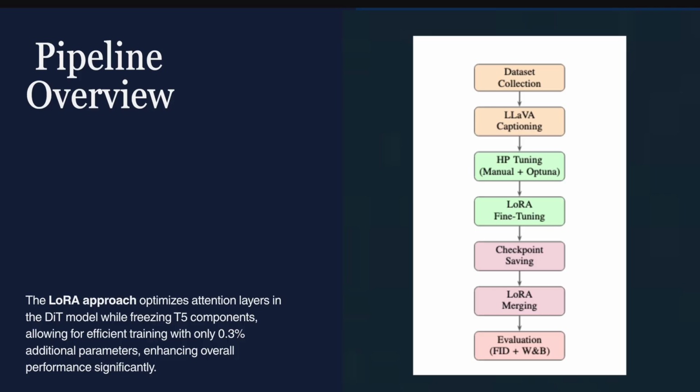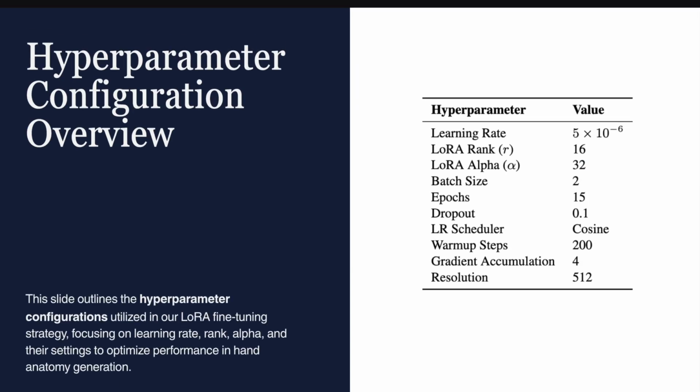For hyperparameters, we used Optuna initially to explore ranges, but found that it sometimes suggested unstable rank alpha combinations. So we used Optuna for range guidance only and manually selected clean final values. Learning rate 5 times 10 to the power minus 6, cosine scheduler with 200 warm up steps, batch size 2, gradient accumulation of 4, trained for 15 epochs at a resolution of 512.